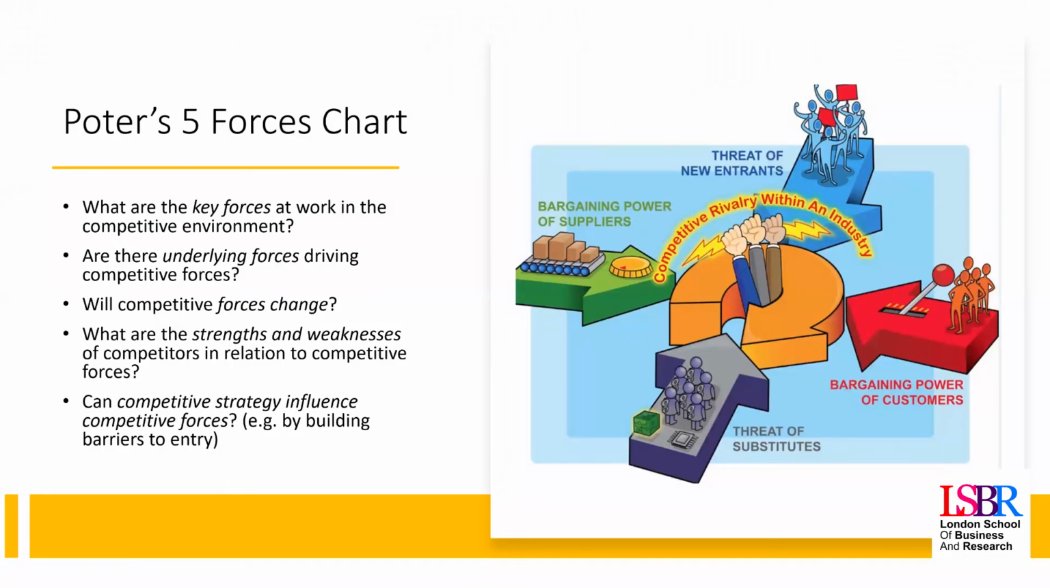Porter's 5 forces. So we've got threat of new entrants, we've got bargaining power of customers, threat of substitutes, bargaining power of suppliers, and the combination of this coming up with what's called a competitive rivalry within an industry. So why are these important? Let's explore that in the next slide.